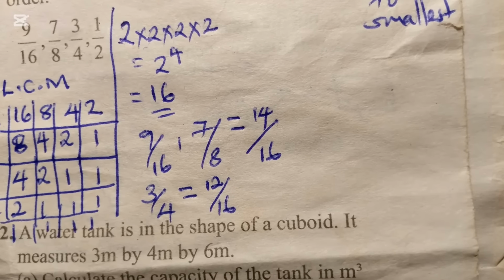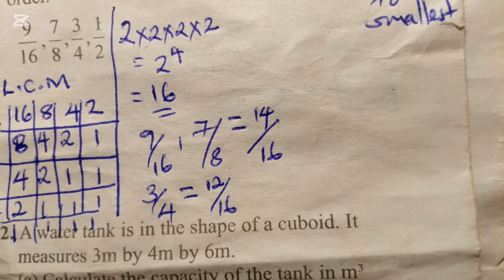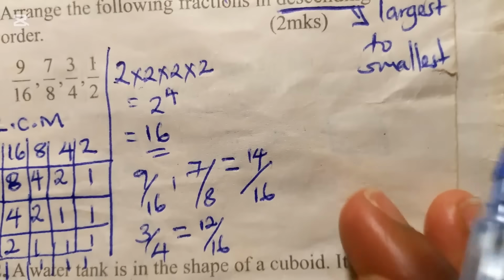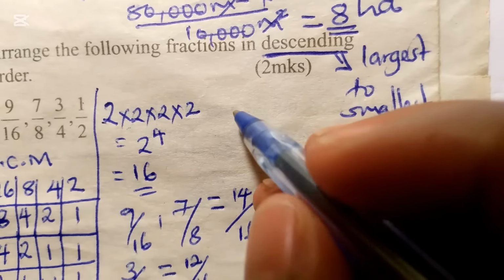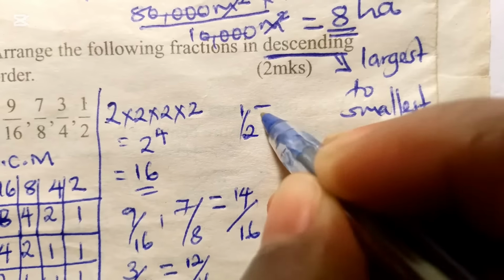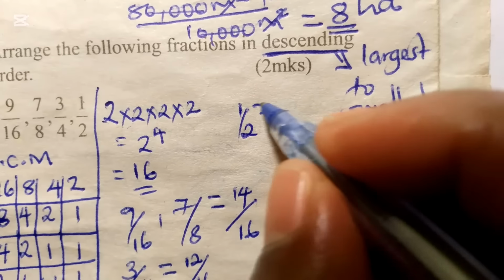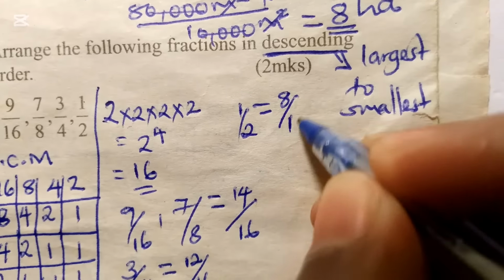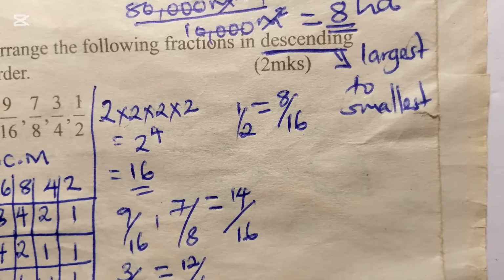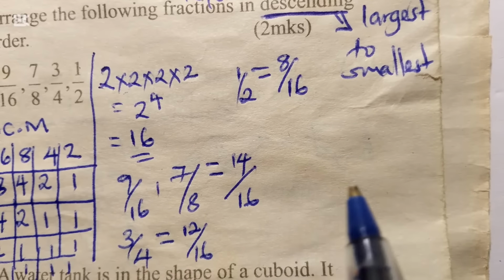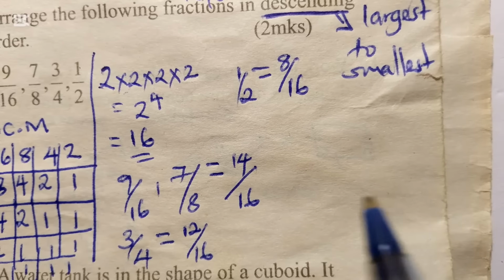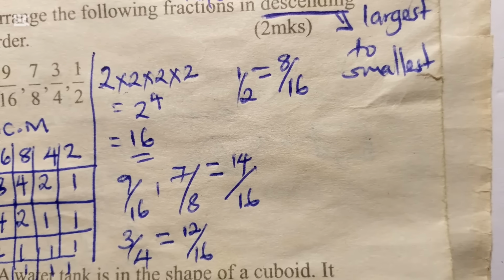You can also multiply the fraction by 16 to see what you are getting, then you make the denominator 16. We have very many ways of doing that. We also have 1 over 2, which is the same as, what can we multiply 2 by to get 16? 8. So this will be 1 times 8, which is 8 over 16. So look at these fractions: 9 over 16, 14 over 16, 12 over 16, then 8 over 16.